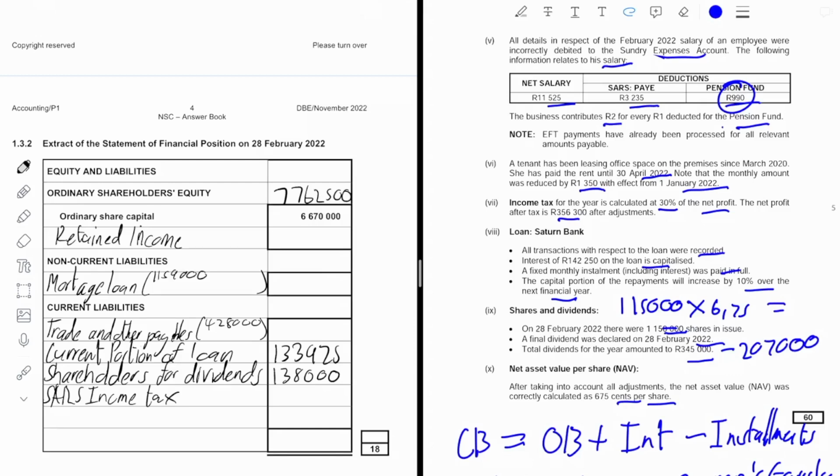That should then give us an owner's equity of 7,762,500. Now remember, they've given us this ordinary share capital, and my owner's equity only consists of two items, which is my ordinary share capital and my retained income. So we can just use this retained income as my balancing figure. And if you do so, you get a retained income of 1,092,500.